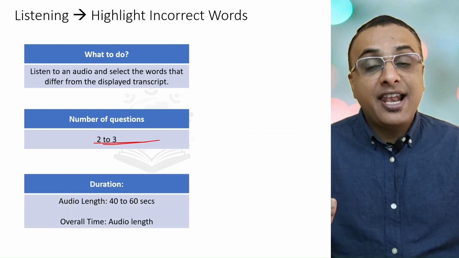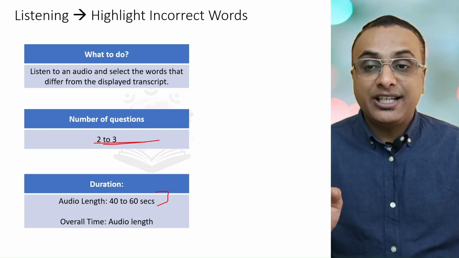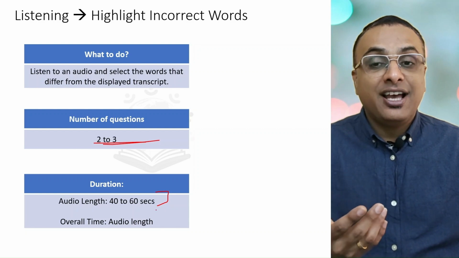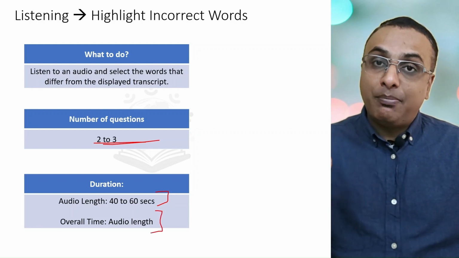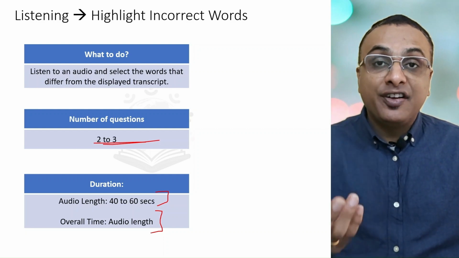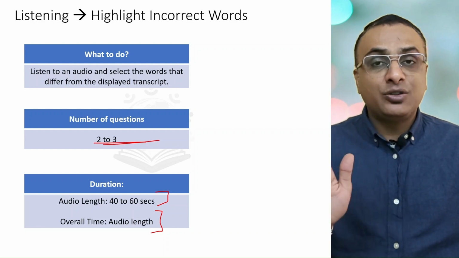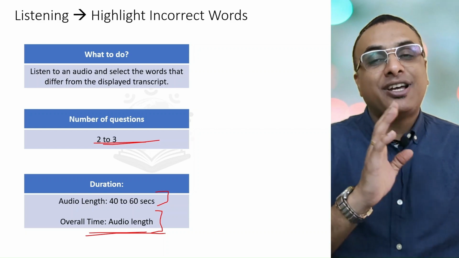Next, what is the length of the audio? The audio length would be anywhere between 40 to 60 seconds. And the overall time that you can consume is the overall length of the audio itself. Once the audio completes, by then you would have selected those incorrect words, or the words that differ from the actual transcript. Go ahead and click next for your next question. That is what you need to do in terms of overall time consumption.